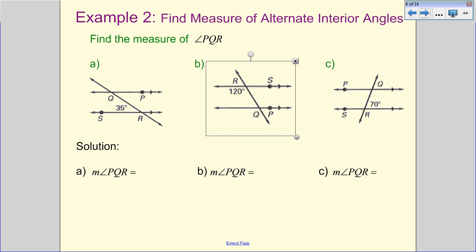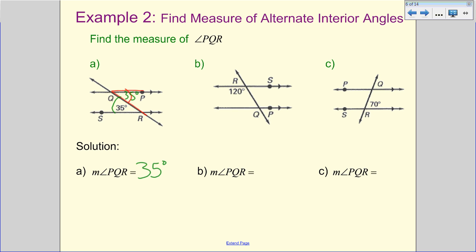So if we take a look, I will do one of these with you. I need to find the measure of PQR. So PQR, I'm finding this angle here. I know that alternate interior angles are congruent. So if this is 35, I need to be in between the two lines still. So I'm between QP and SR, and I'm going to be on the opposite side. So up and to the right. So this is 35 degrees. So angle PQR is 35 degrees.